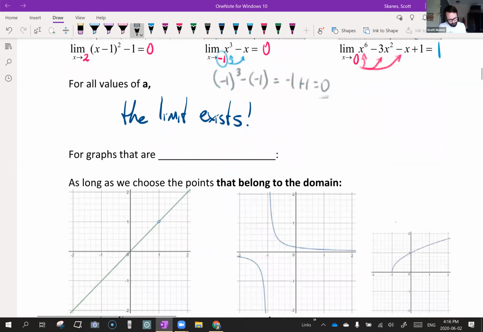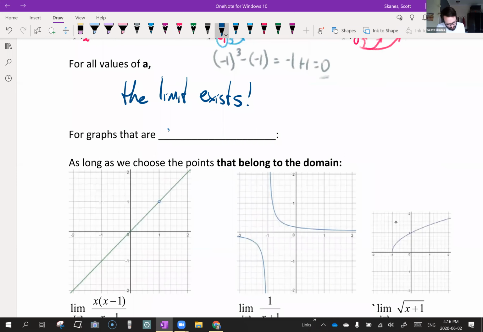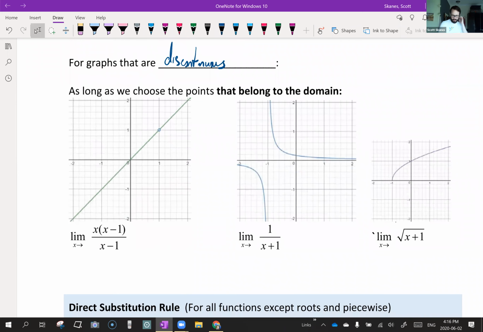Let's keep going. So for graphs that are discontinuous, we just need to make sure that we use points that belong to the domain. I'm not going to get too much into it. I'm just going to say, if you do that, the limit will exist. I want to show you what this means by doing examples. I don't like to talk through the theory too much. You're just going to get lost, okay?